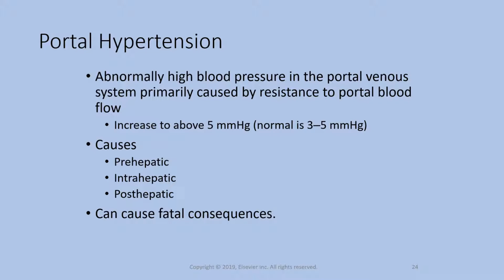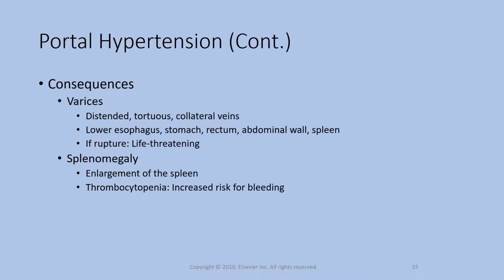Portal hypertension is abnormal blood pressure in the portal venous system, primarily caused by resistance to portal blood flow. Pressure increases to above 5 millimeters of mercury; normally it is 3 to 5. Causes are pre-hepatic, intrahepatic, and post-hepatic. It can cause fatal consequences. Pre-hepatic is obstruction before the liver, intrahepatic is obstruction within the liver, and post-hepatic is after it.